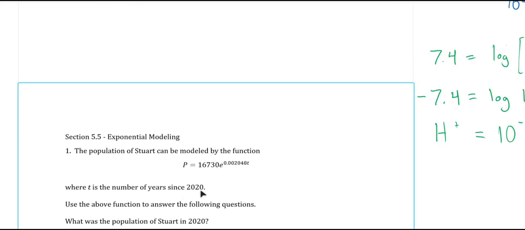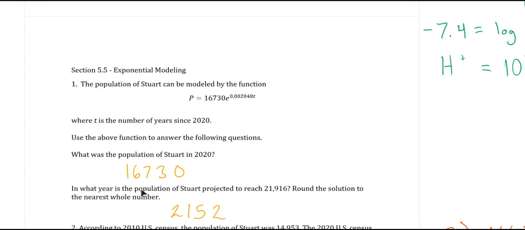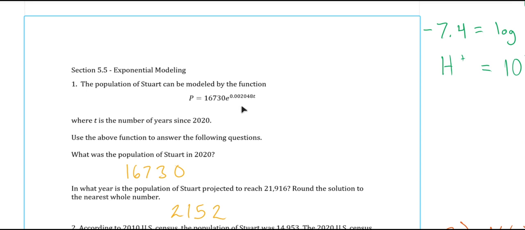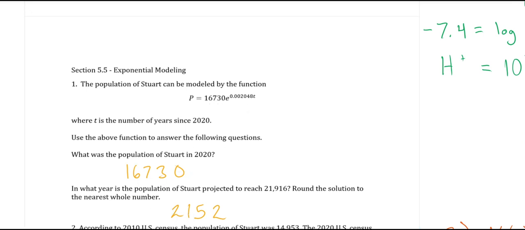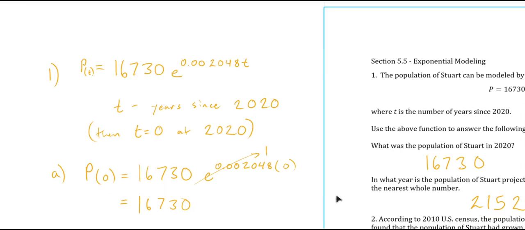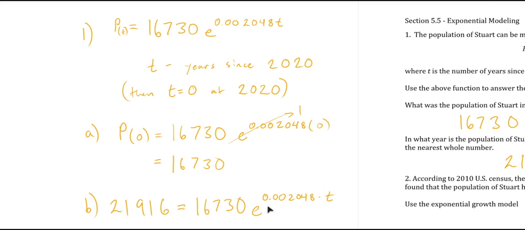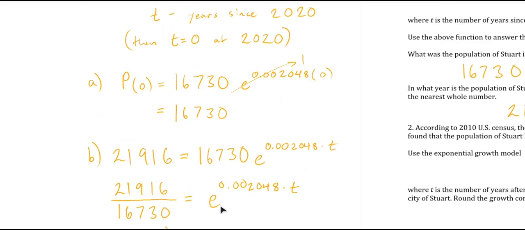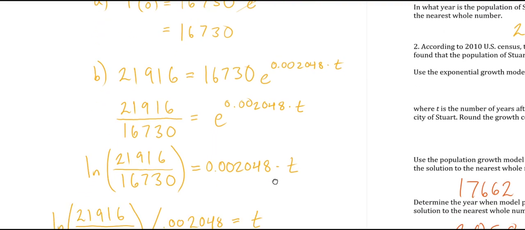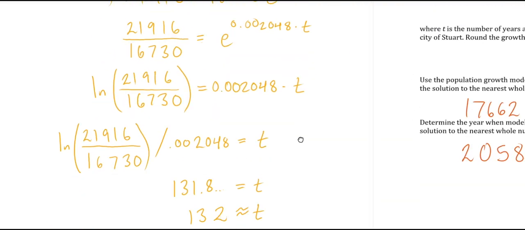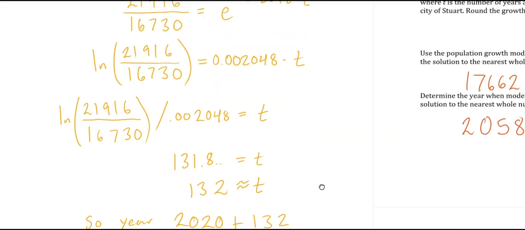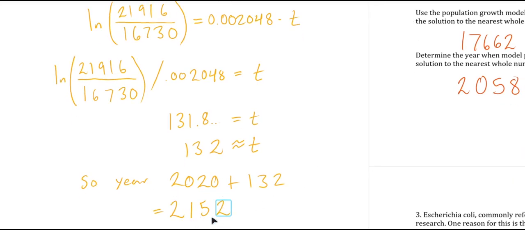5.5 just starts us over again immediately with questions we've already talked about, namely a population function. It asks us what was an initial population. Well, when t equals 0, we're at year 2020, so this will be 16,730 for our initial population. And then they want to know when will this population be 1,916. To get that, we want to substitute these numbers in and solve for t. Divide your coefficient over, take the natural log of both sides, and divide by the growth constant to get t. This gives us 132 approximately, and so our year will be 2,152 when Stuart achieves this population.